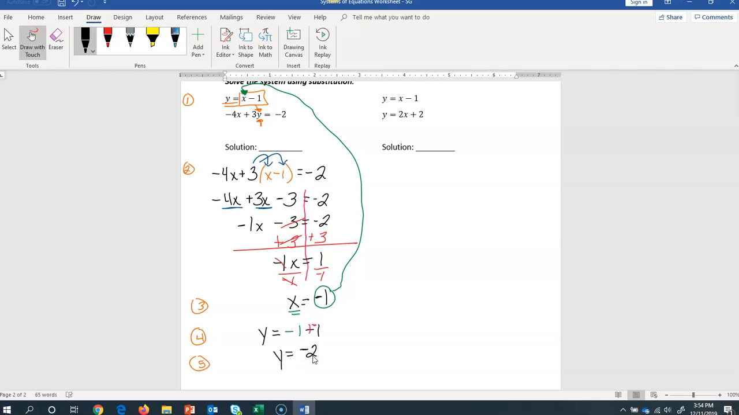So x is negative 1, y is negative 2. So my solution, the last step, is to write it. Remember, x, y. So x is negative 1, y is negative 2, and there is my solution to that system using substitution.